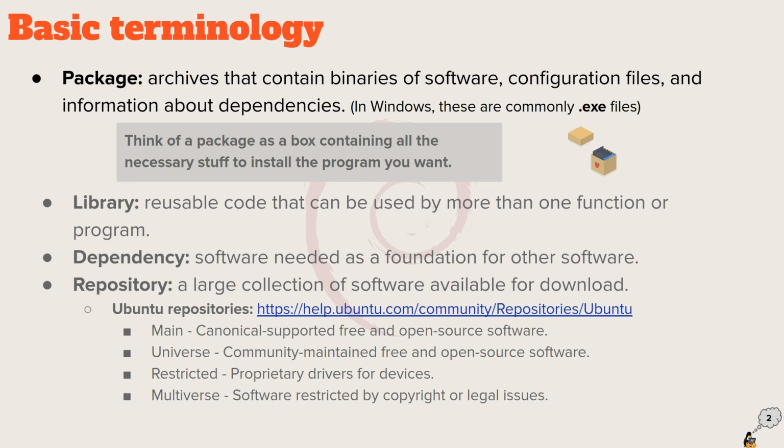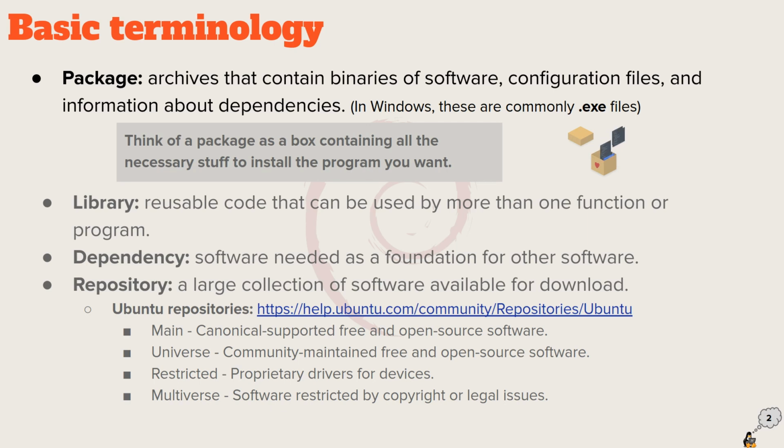What is a dependency then? A dependency is software needed as a foundation for other software. So it's software which is used to build other software or to run other software. A repository is a collection, or in this case a large collection, of software available for download. That's it, simple as that. And that is a word that is going to be very familiar to you as a Linux user.